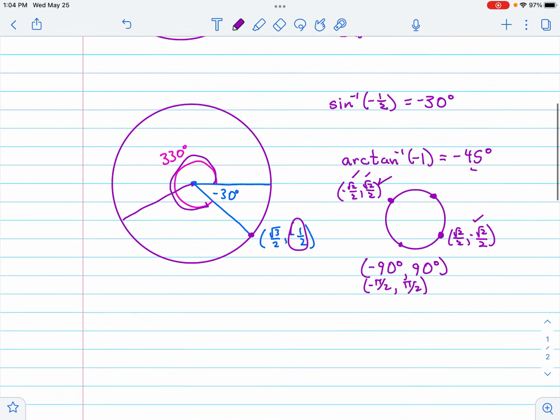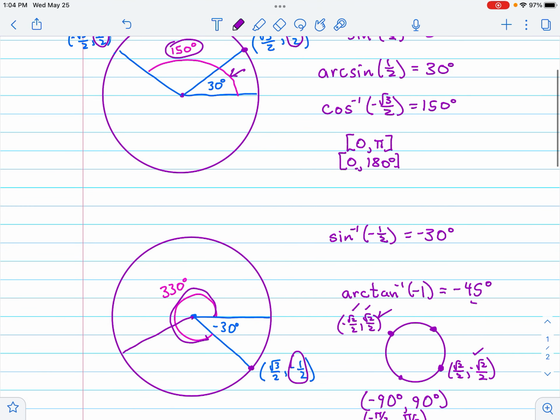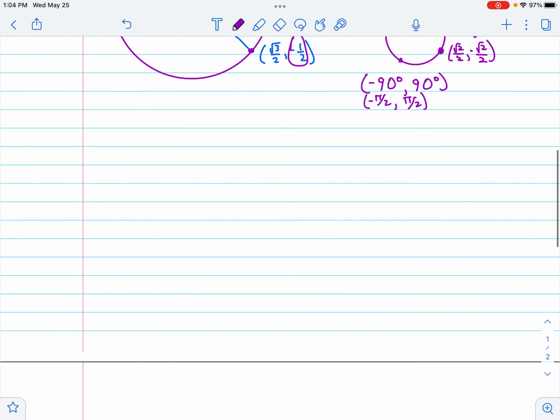Now, those are ways that you can be asked questions about inverse trig functions. You can be asked to just flat out evaluate them. Here's something else, another way we could be asked a question. Let's suppose we want sine of arctan of, let's say 4/5, something like that. The sine of arctan of 4/5.